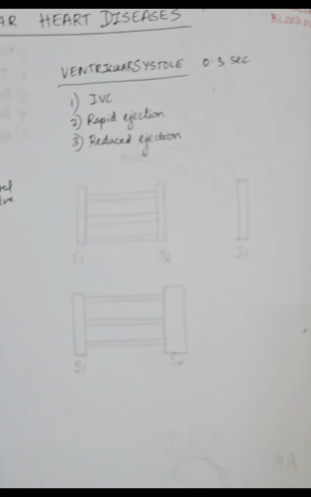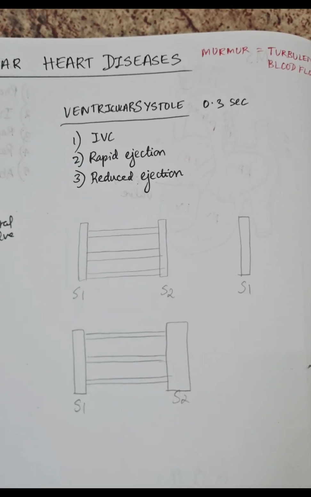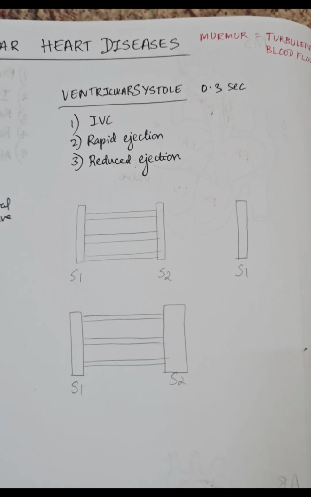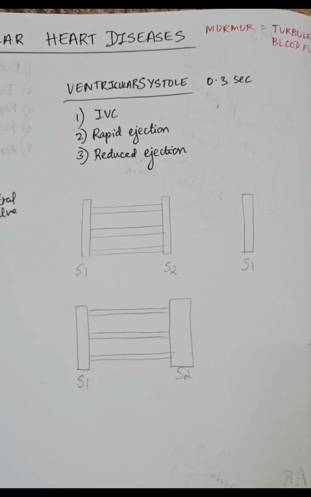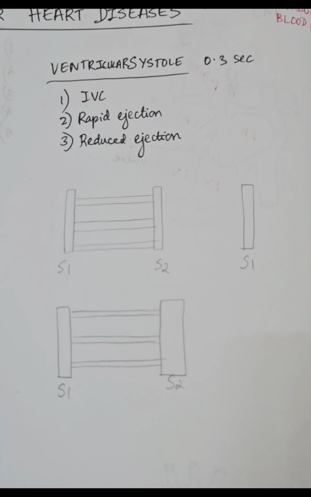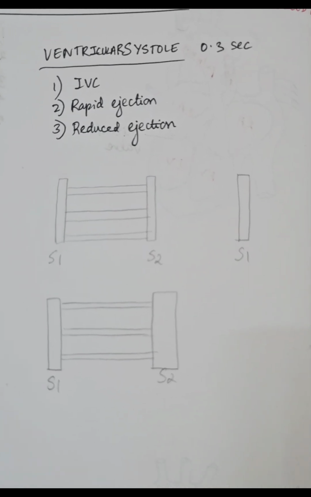So coming to ventricular systole, there are three phases in ventricular systole. Systole means contraction. When the ventricle contracts, it's called systole. The three phases are isovolumetric contraction, rapid ejection and reduced ejection. Ventricular systole occurs for 0.3 seconds.